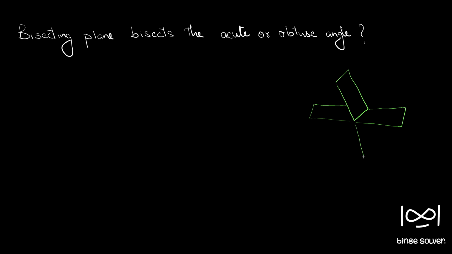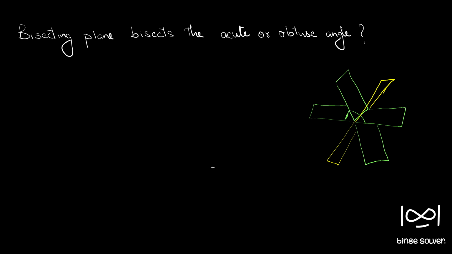So just imagine two planes are like this, and this is the obtuse angle and this is the acute angle. As I said earlier, we have two bisector planes. We know how to find the equation of a bisector plane, and we want to know whether this equation represents the plane that bisects the obtuse angle or the plane which bisects the acute angle. So how do we check that?